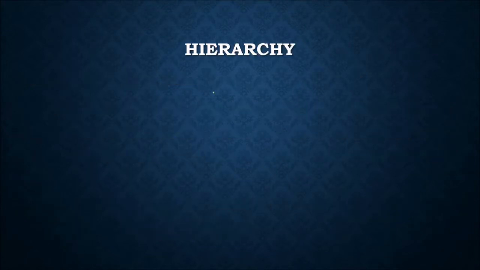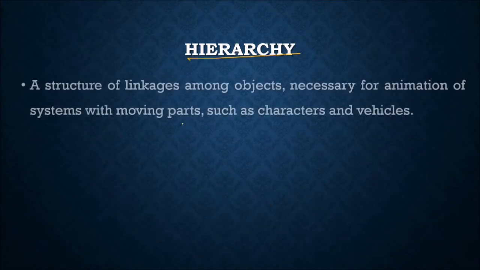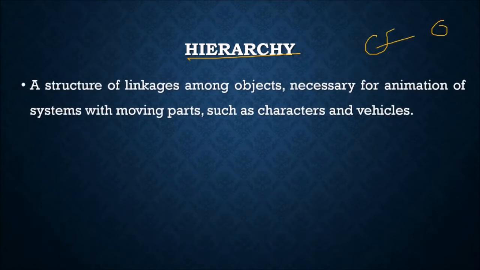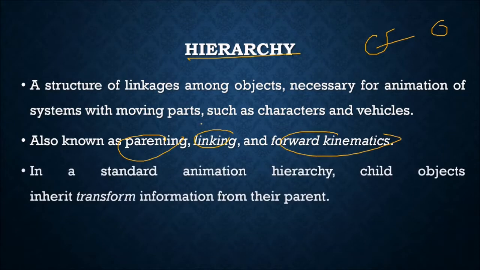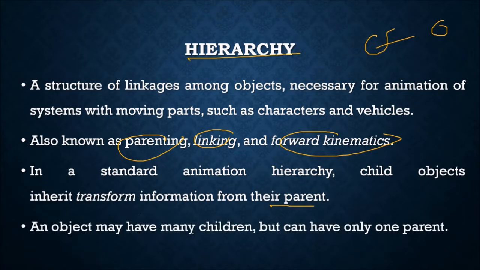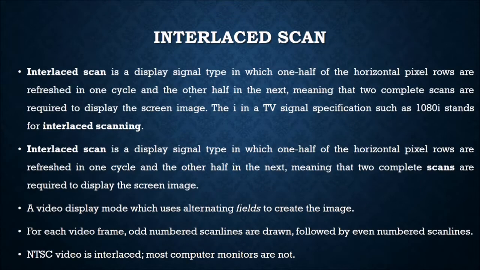What do you mean by hierarchy? What is hierarchy? The structure of linkages among objects necessary for animation of a system with moving parts such as characters and vehicles. It is also known as parenting, linking, and forward kinematics hierarchy. In a standard animation hierarchy, child objects inherit transform information from their parents. An object may have many children but can have only one parent.